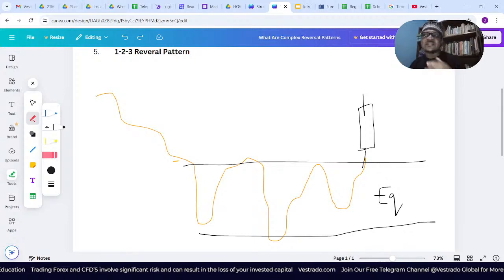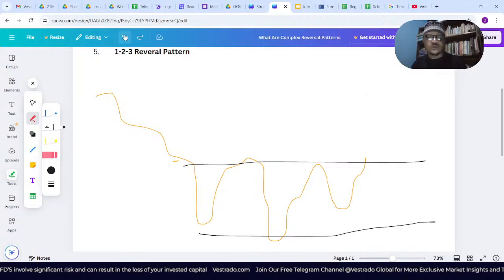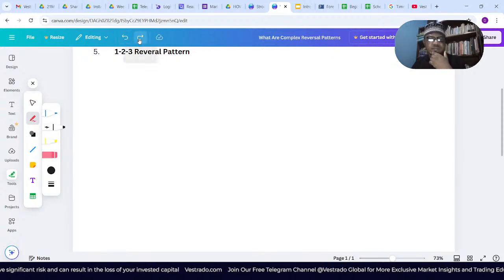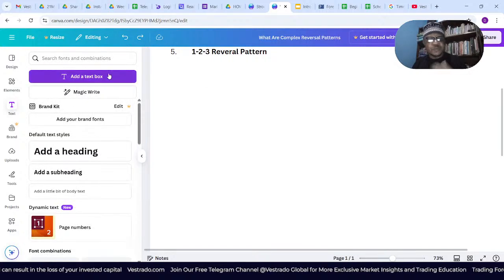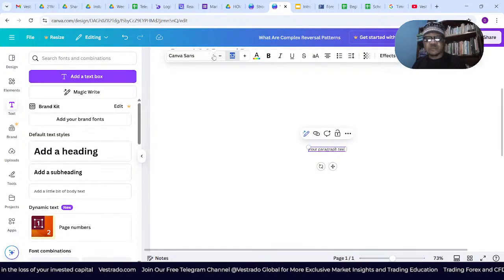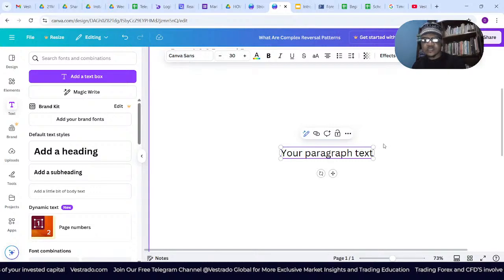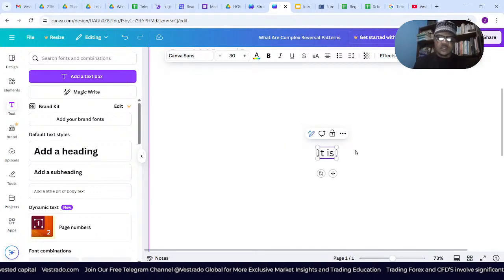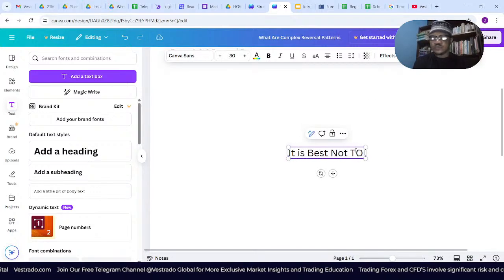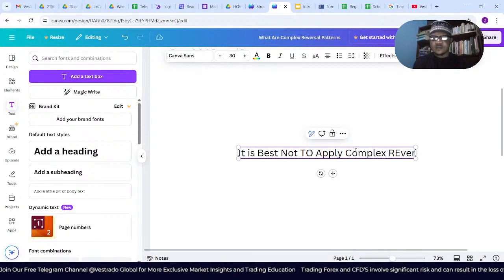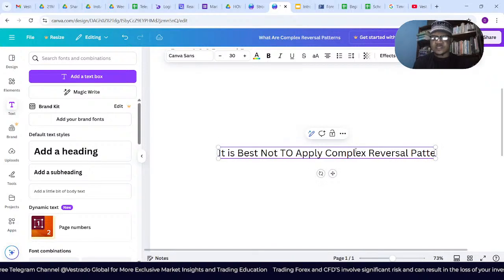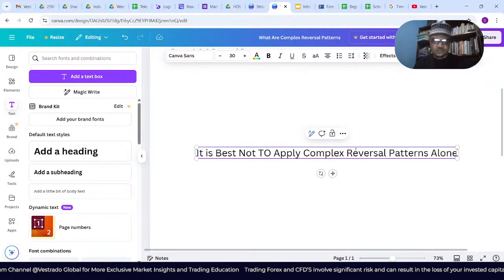Now, how do we apply this on the chart and try to get consistent profit from this? This is the real deal. Now, look. So in order to apply complex reversal patterns, my opinion is this. It is best not to apply complex reversal patterns alone.